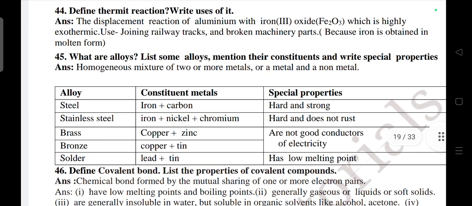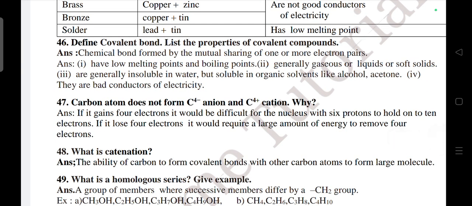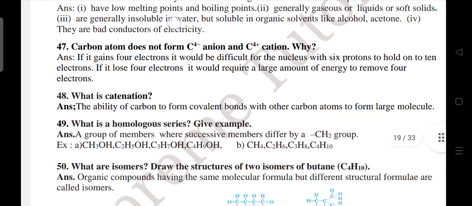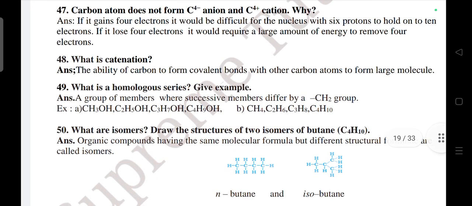Define thermit reaction. Write its uses. What are alloys? List some alloys, mention their constituents and write their special properties. Define covalent bond. List the properties of covalent compounds. Take a screenshot. All questions are very important. If you read this much, this is enough for your annual exam and state-level preparatory exam also.